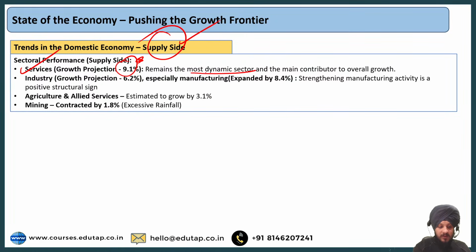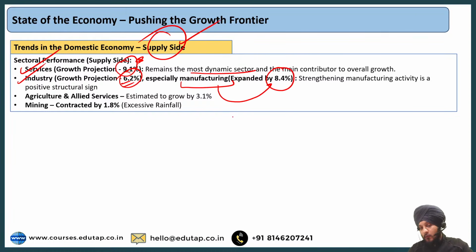economic growth, right? Now, the second one is the industrial sector, where the growth projection is lower, 6.2%. But even if the overall industrial sector's growth projection is low, as a part of this industrial sector, if I talk about the manufacturing sector, it has expanded by 8.4%. Now, this 8.4% is very important because it shows how the manufacturing sector has been improving if we compare it with the past.